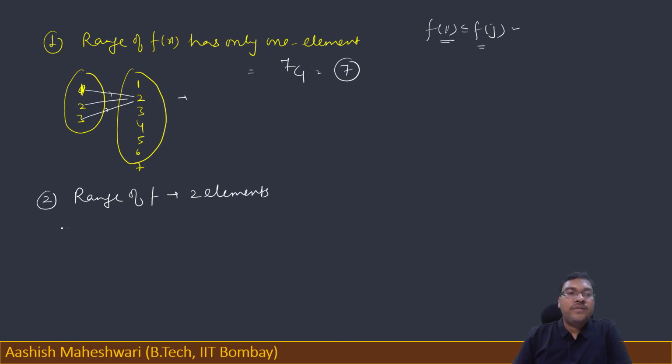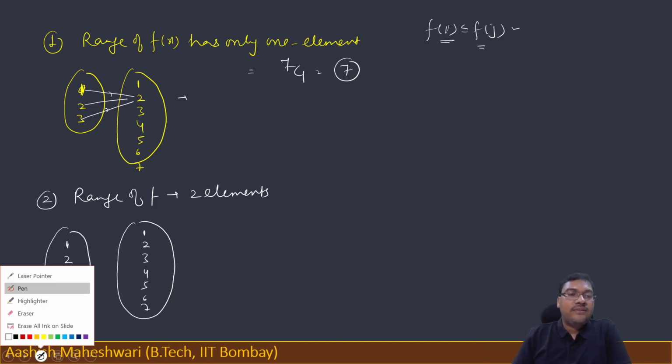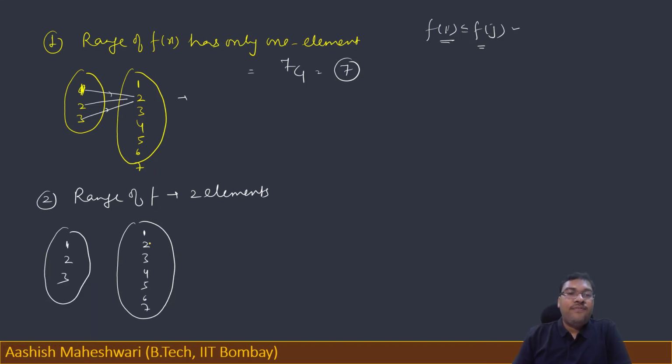Now what is the meaning of this? That means this 1, 2, 3 will be mapped to 1, 2, 3, 4, 5, 6, 7. This is 1, 2, 3. Now in this case, you see, we have to select 2 elements out of this, right? So in how many ways can you select 2 elements?